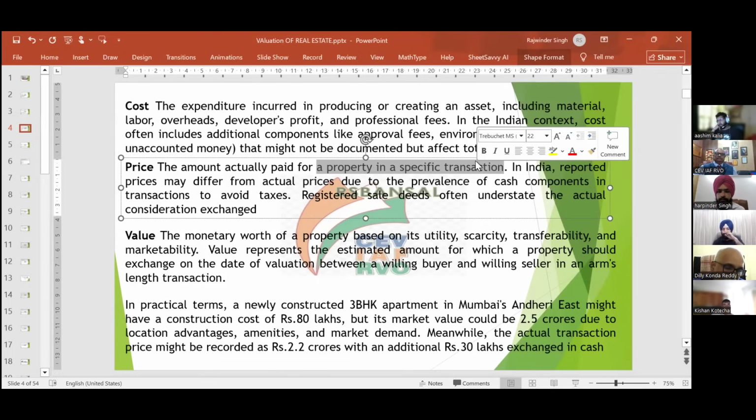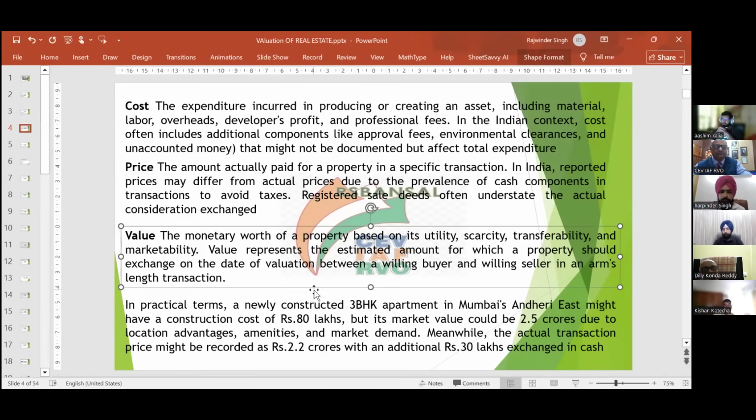So in India, reported prices may differ from actual prices. Maybe that in the sale deed, you have registered a sale deed for 25 lakh, but actually you have paid 35 lakh as the price. So we will discuss what this price is called. Price is how much amount you paid for buying a product.